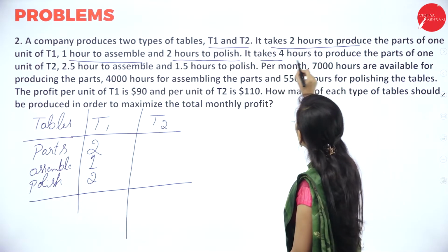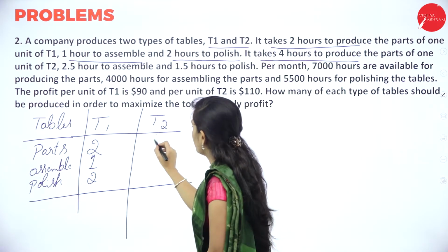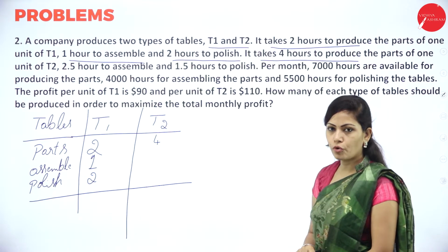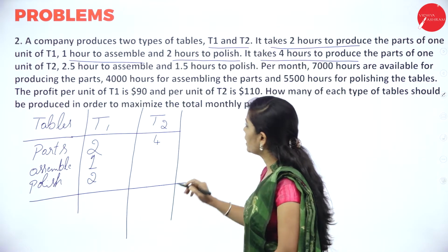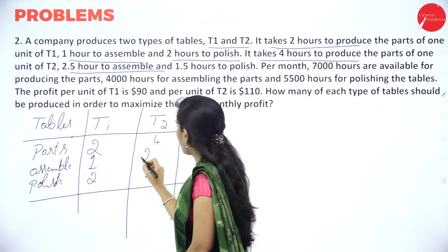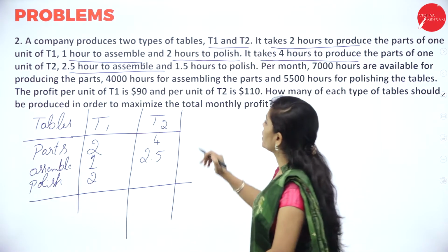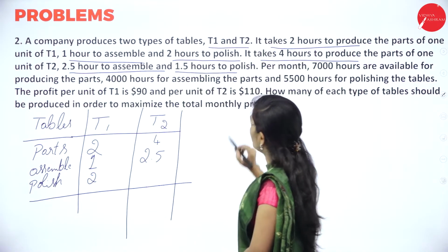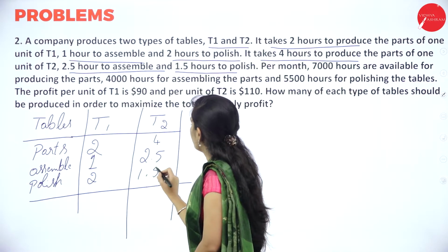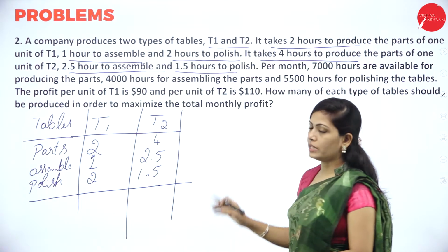And it takes 4 hours to produce the parts of 1 unit of T2. For producing the parts it will take 4 hours for table 2, and 2.5 hours to assemble the table, and 1.5 hours to polish the table.